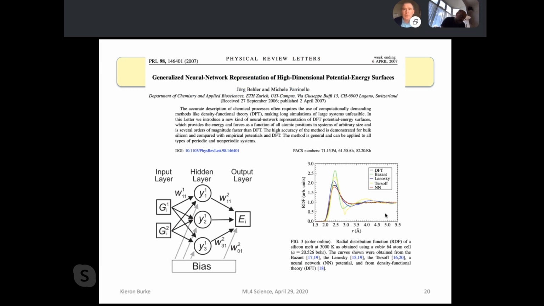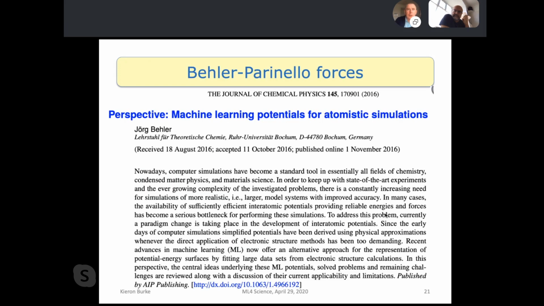So this whole field was probably set in motion, the modern version, I'd say, by Behler and Parrinello. This is 2007, so 13 years ago, where they were comparing, this was silicon, I think, to the standard force fields, and they used a neural network to generate their own force field and got more accurate results than the traditional ones. Okay, and there's a nice perspective by Jörg Behler in JCP, very nicely written, explaining all these kinds of things that went into that.